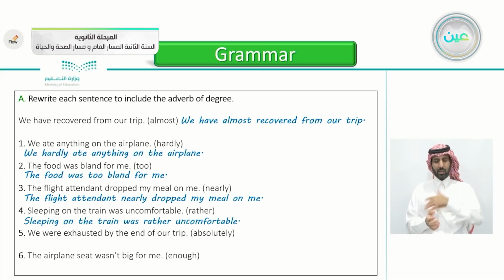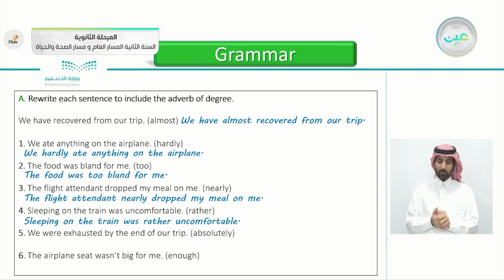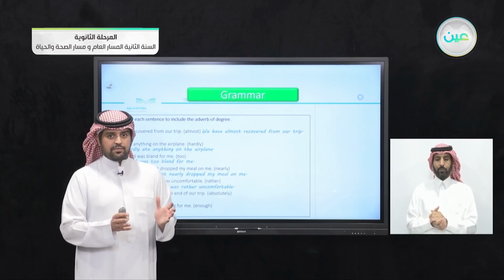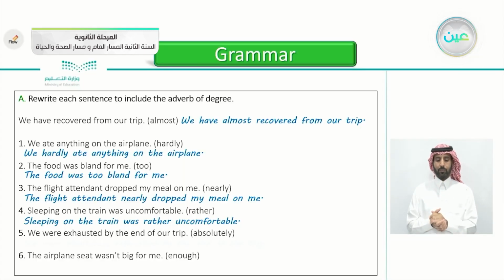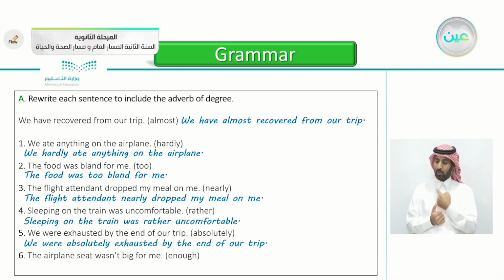Number five, we were exhausted by the end of our trip. And the adverb absolutely. We were exhausted by the end of our trip. You can search here for the adverb or the adjective, or maybe it's a verb. Yes, this is very obvious here. We were absolutely exhausted by the end of our trip. Absolutely, which is the equivalent of very exhausted. Absolutely exhausted by the end of our trip.